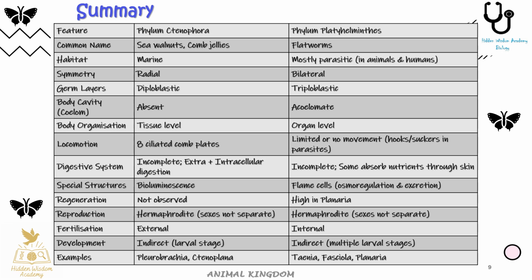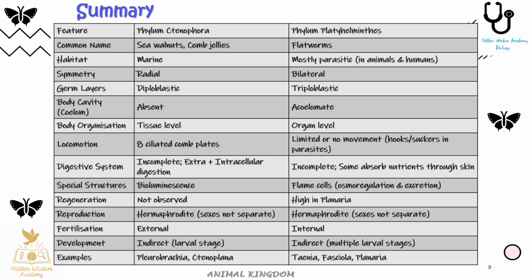Both have incomplete digestive systems. But ctenophores exhibit both extracellular and intracellular digestion. A special feature of ctenophores is bioluminescence. In flatworms, flame cells perform osmoregulation and excretion. Regeneration is not observed in ctenophores, but is highly developed in Planaria.